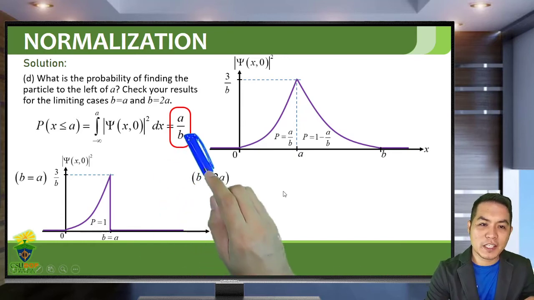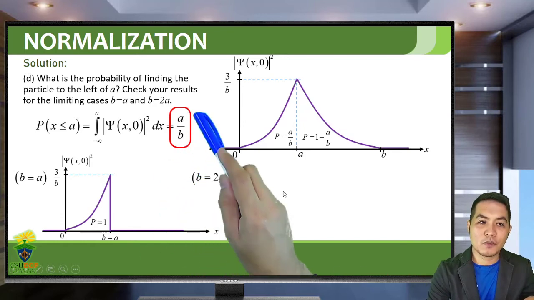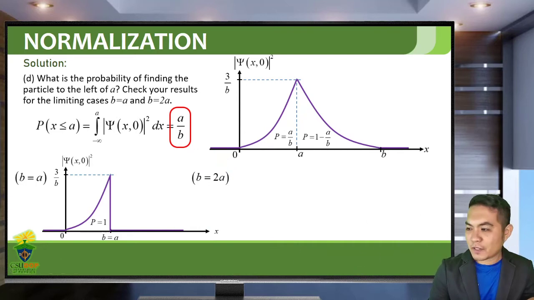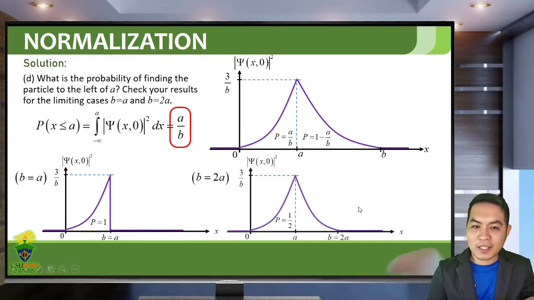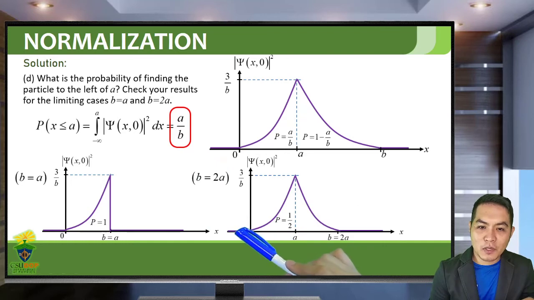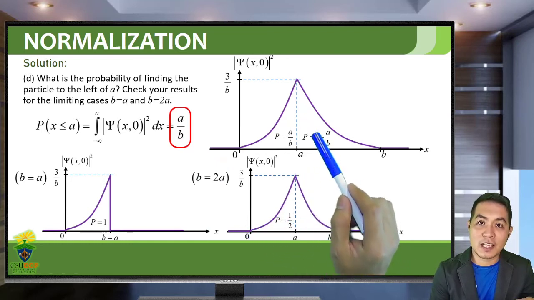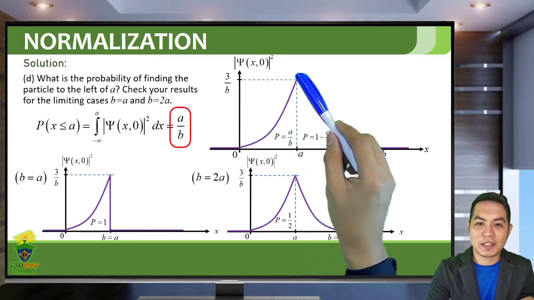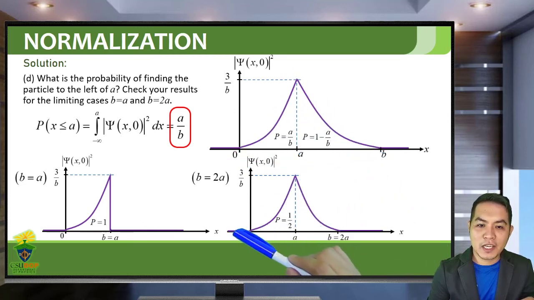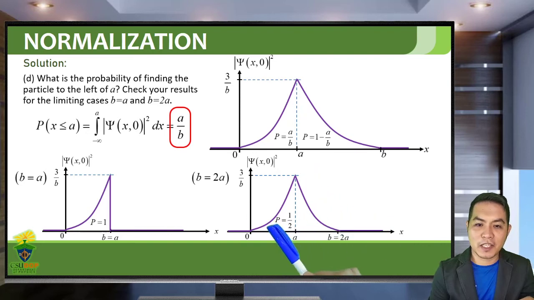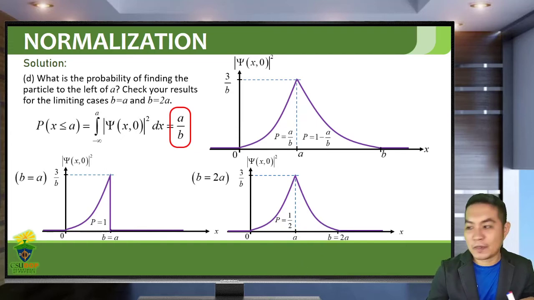For the second limiting case, b is equal to 2a. Then you have a over 2a, so 1/2. In terms of the sketch, you will notice that it will now look like this. It will now become symmetric, unlike our original sketch, which is not symmetric. So the probability of finding the particle to the left of a is 1/2. And also, the probability of finding the particle to the right of a is equal to 1/2 due to symmetry.